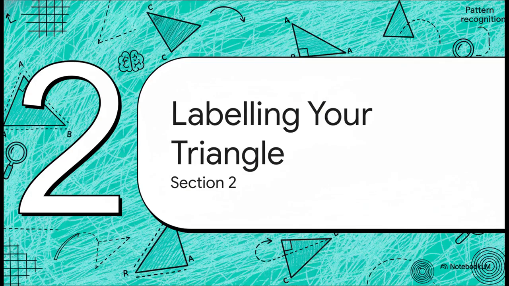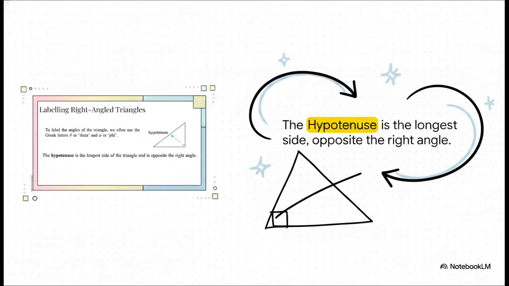Moving right along, section 2, labeling your triangle. Listen. The entire foundation of trig is just pattern recognition. Seriously, if you can label a triangle properly, you've already won half the battle. So let's nail down our first label, the hypotenuse. It's a fancy word, but a super simple concept. It is always, and I mean absolutely always, the longest side of a right triangle. If you're ever in doubt, just spot that 90-degree right angle symbol, that little square in the corner, and look directly across from it. Bam!